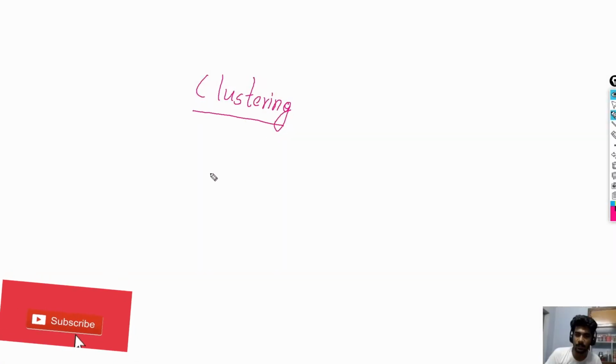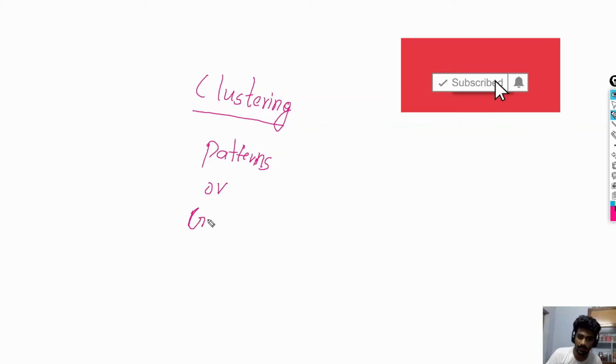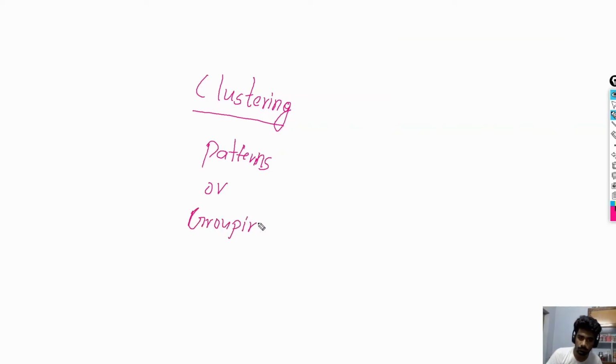This is called an unsupervised approach. Why are we calling this an unsupervised approach? Because here we try to find patterns or grouping in the data.